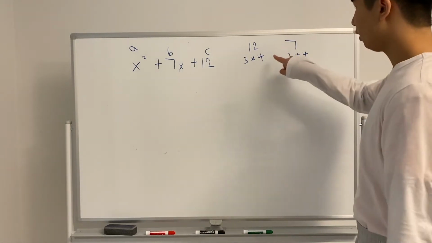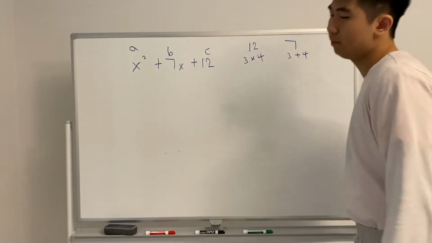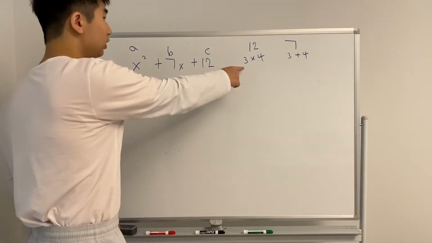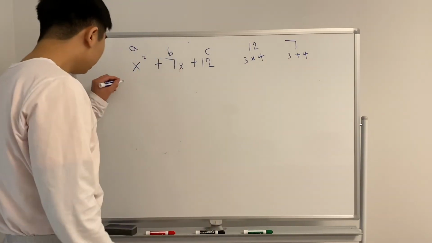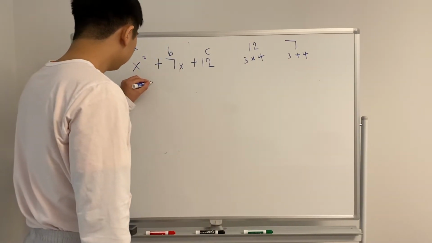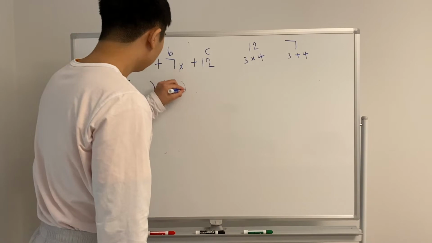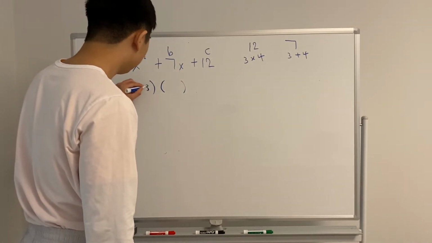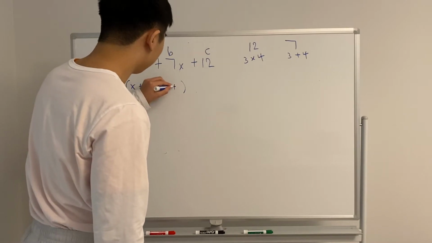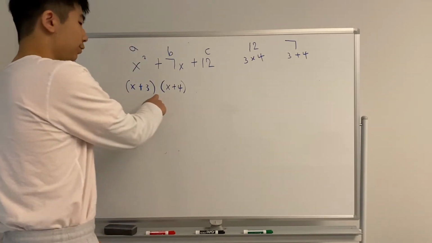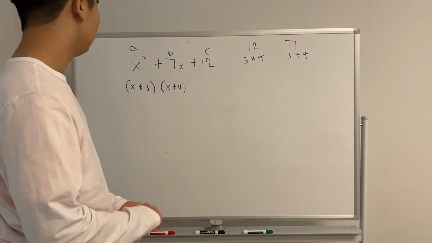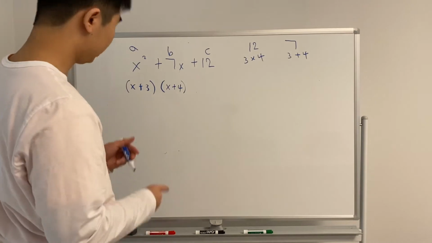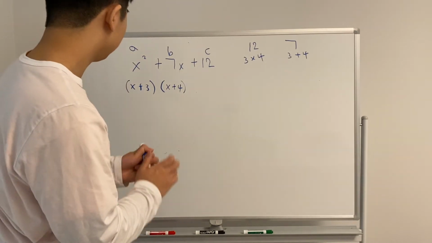So once you have your two numbers, which are 3 and 4, you keep the x here, and since this is positive 3 and positive 4, you put in the two brackets the x plus 3 and then the x plus 4. And that's your answer in factored form. So we just took these values and put them into the brackets along with the x. Okay, so let's do another example.